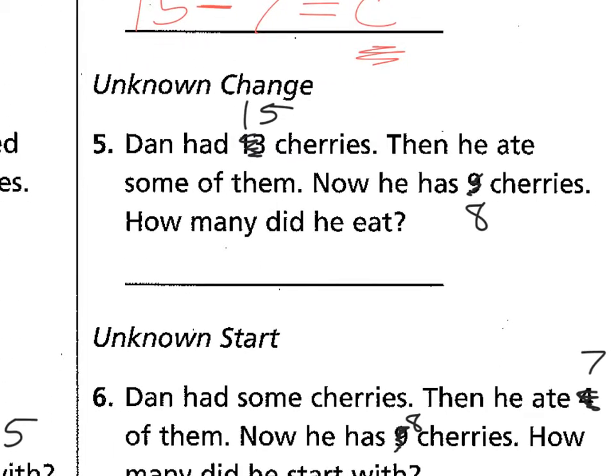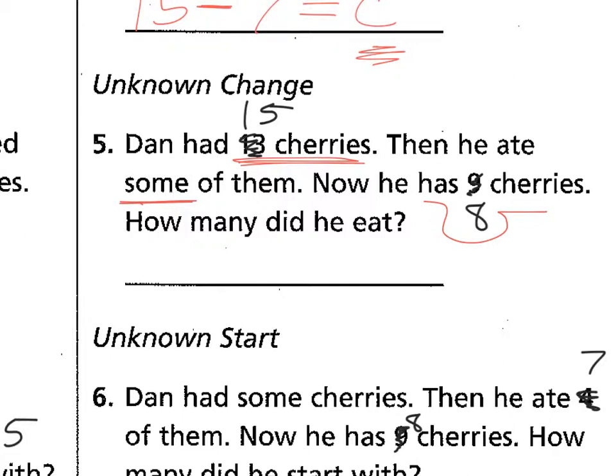Remember, you can pause after each problem. I'm going kind of quickly. Dan had 15 cherries. All right, again, I'm seeing him start with 15 cherries. Then he ate some of them. I don't know how many he ate. I'm visualizing him eating some cherries, but I don't have a number in my head. Now he has 8 cherries. How many did he eat?